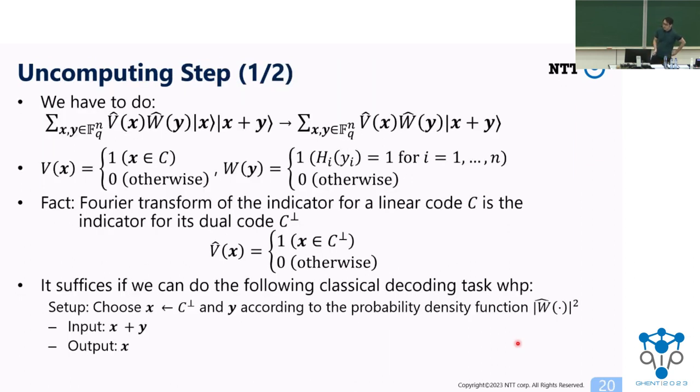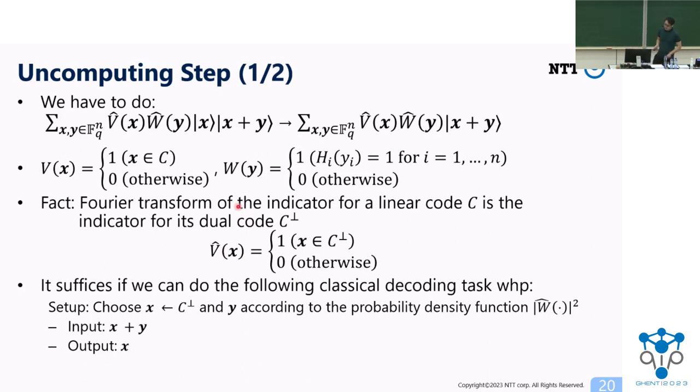Here I write down what exactly is meant by the uncomputing step. The task is the following. We are given this state, and we want to uncompute x in the first register. Recall that v and w are defined like this. First, we reduce this uncomputing task to a classical decoding task as follows. We rely on the fact that the Fourier transform of the indicator function for a linear code C is the indicator function for its dual code C perp, which is also a linear code. And so v hat is of this form.